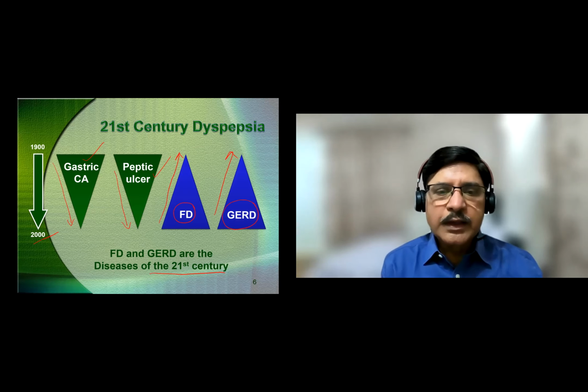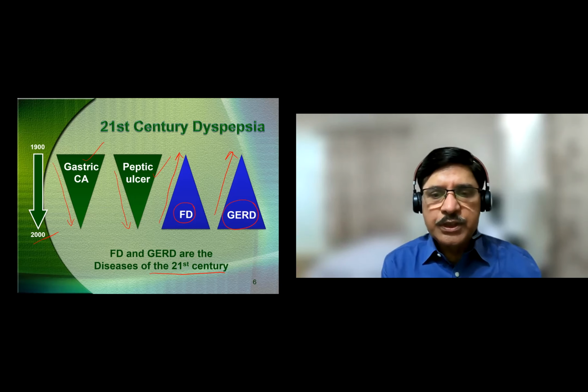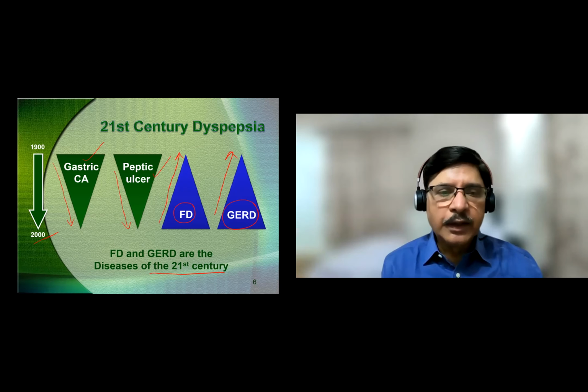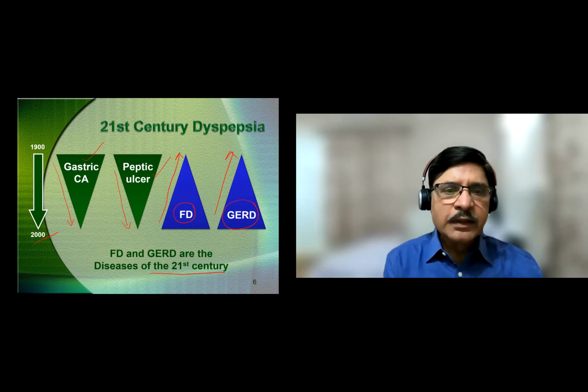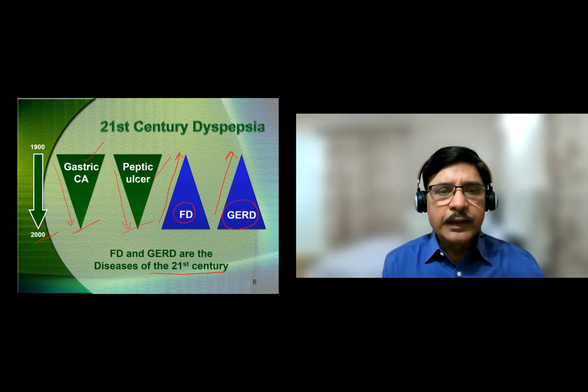What did we learn from this slide? The upper GI diseases, predominantly gastric cancer and peptic ulcer in the last century or more, have been replaced by GERD and functional dyspepsia related upper GI diseases. But nonetheless, a small proportion of people do have peptic ulcer and gastric cancer too. That is the reason we have to be very careful. We don't want to miss the elephants like the cancer in the process of evaluating a patient.